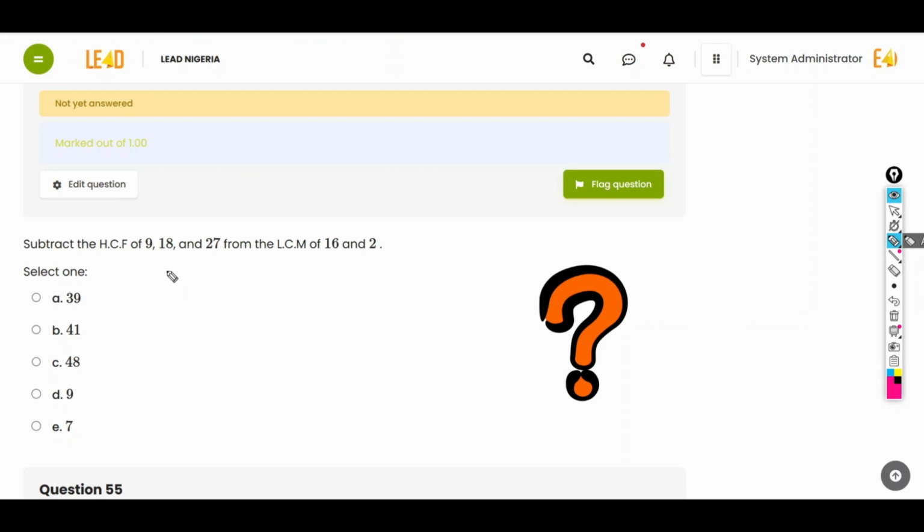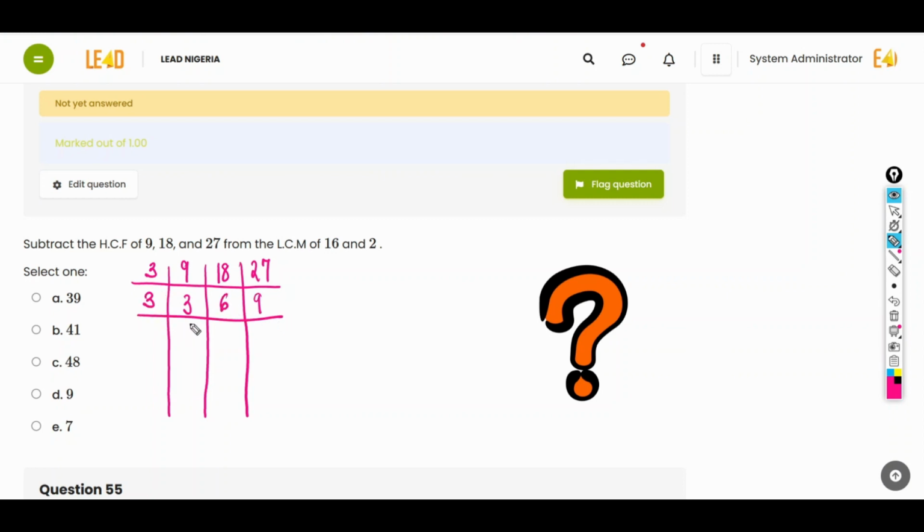Okay, let's find the HCF first. Nine, 18, 27. The HCF would be, we can only divide by what can divide everything, right? When you're working with HCF. So we use 3. This will give me 3. This will give me 6. This will give me 9. 3 can also divide everything. So we have 1, 2, 3. There's nothing else that can divide the entire group. So the HCF is just 3 times 3, which is 9.